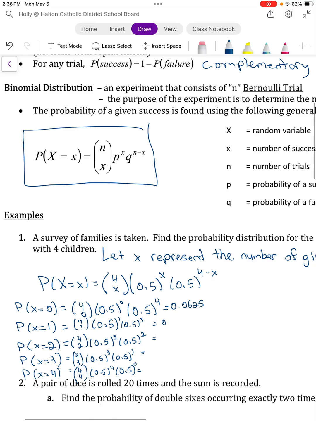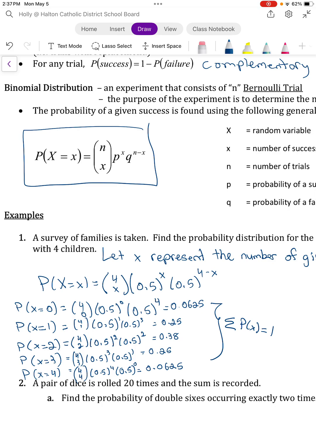This would be 0.25, 0.38, 0.25, and 0.0625. So if we did the summation of all of these probabilities, they would all add up to 1. I remind you, we did round here, so that is going to be a little bit off.